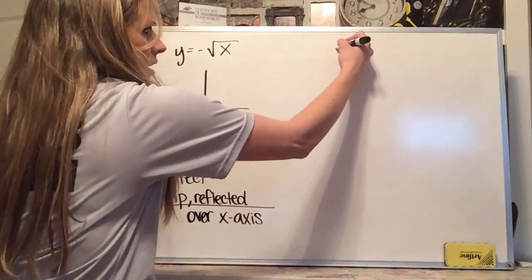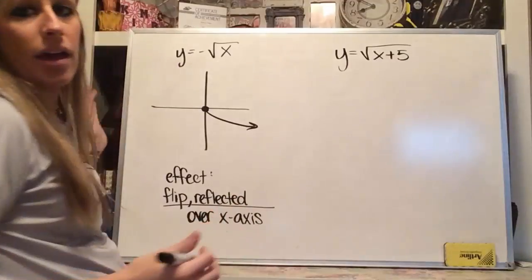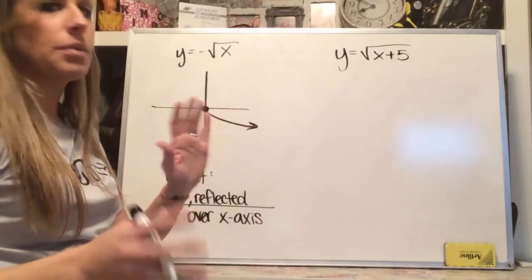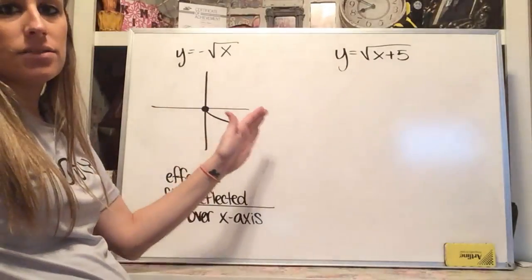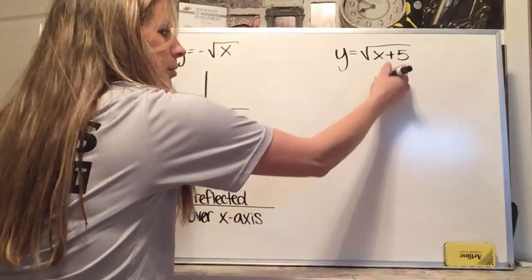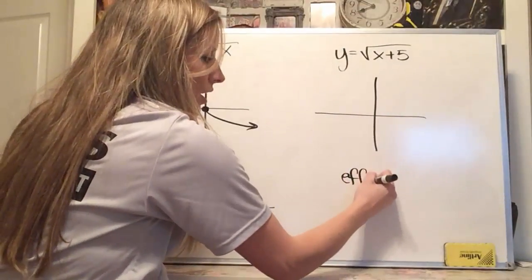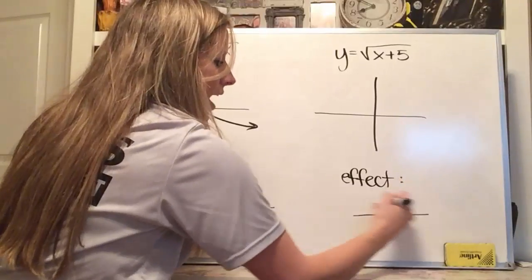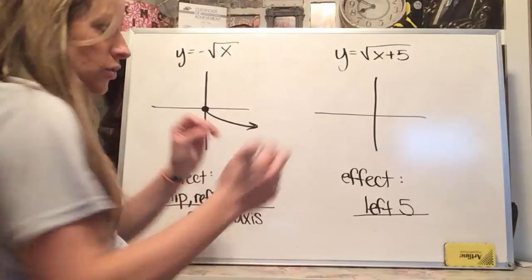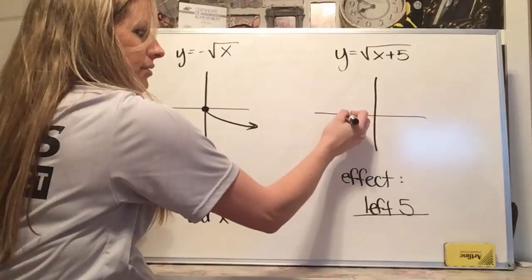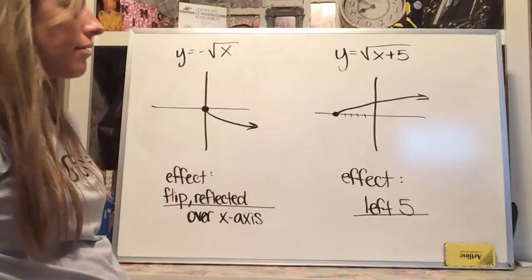Okay, the next one, I have a plus 5 inside of the square root. So anytime you have a number, like plus or minus the number with the x, it's going to move it along the x-axis, so left or right. And remember, it does the opposite of what you think. So this plus 5 is actually going to move it to the left 5. So we're going to take that vertex that's normally at the origin, and we're going to move it to the left 5. Okay, and you have your graph.